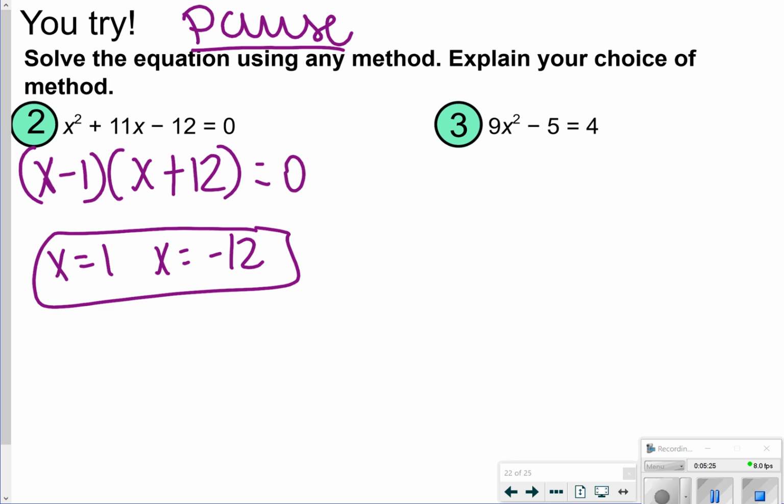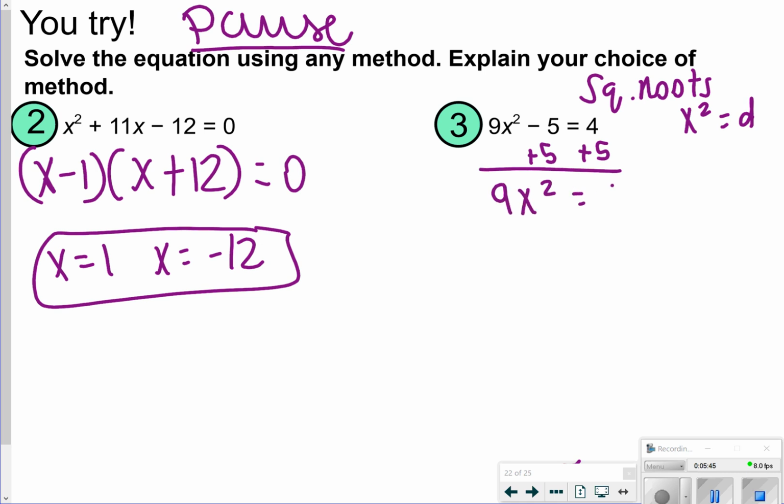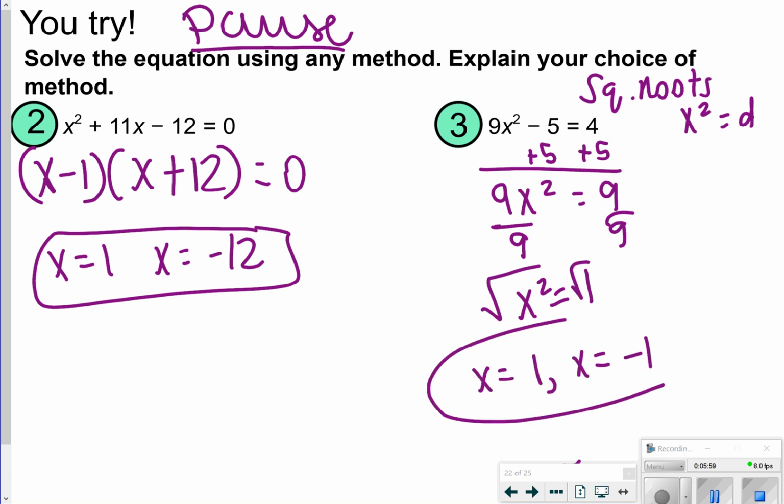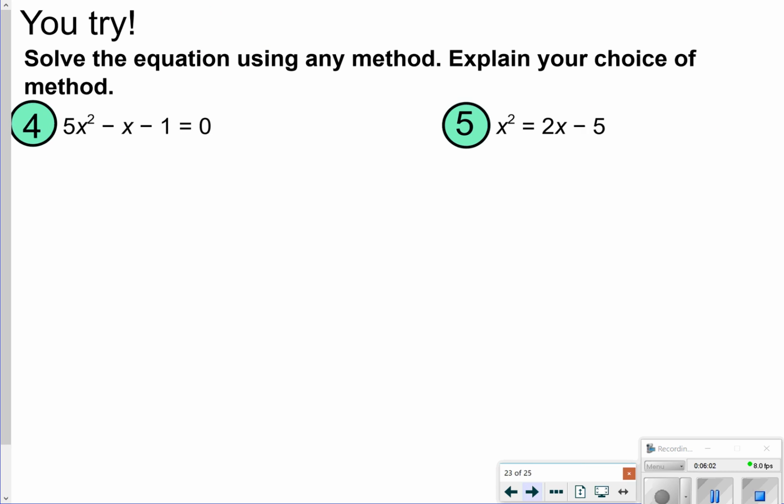Okay. For number 3, I solved using square roots, because I can easily put it in the form x squared is equal to d. So what I'm going to do is add 5 to the other side to get the x squared by itself. So 9x squared is equal to 9. And then I'm going to get x squared by itself by dividing both sides by 9. So I get x squared is equal to 1, which means x is the square root of 1, positive 1 or negative 1.